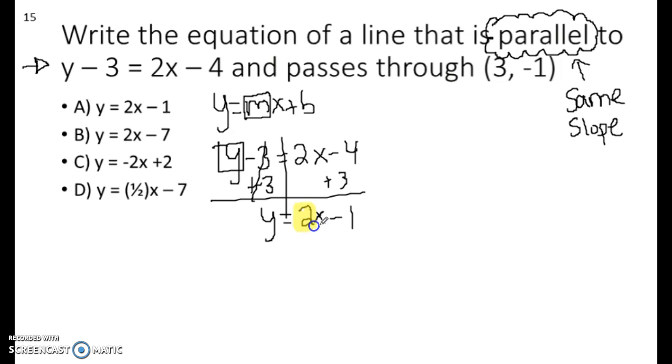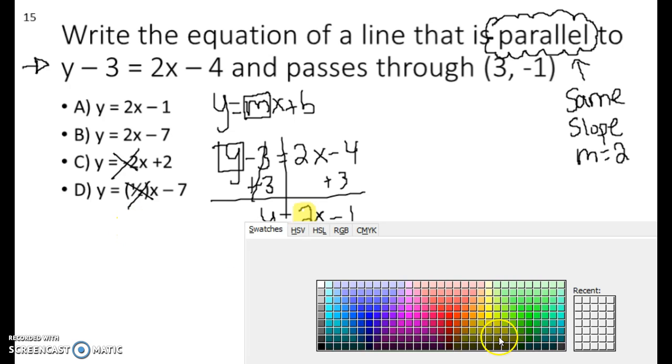So the original slope is 2, and we want it to be parallel, which means it needs to have the same slope. So we know that our new slope has to also be 2. So I'm going to go ahead and use some process of elimination, and I'm going to get rid of that because it says negative 2, and I'm going to get rid of that because it says 1/2. So I'm at least down to a 50-50 guess.